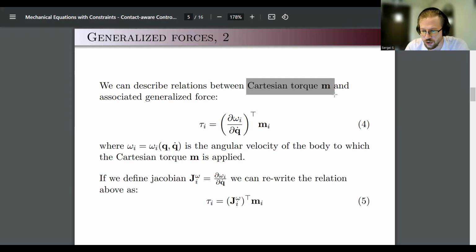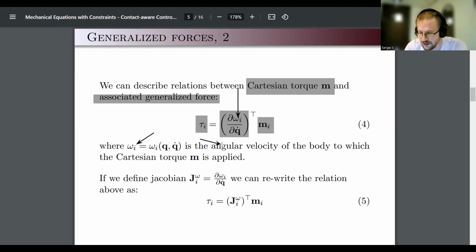Okay, so what about Cartesian torques? If we have a Cartesian torque M, we can find the associated generalized force like this. So again, this is a generalized force associated with this vector. And here we also have a Jacobian transposed multiplied by this torque. But what is this Jacobian? This is a partial derivative of omega i. What is omega i? Well, omega i is the angular velocity of the body to which the Cartesian torque is applied.